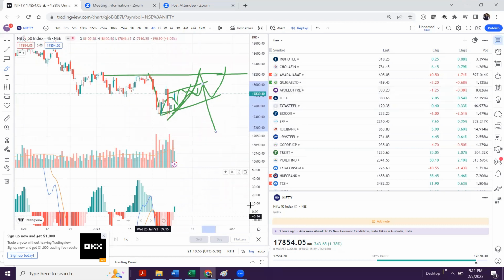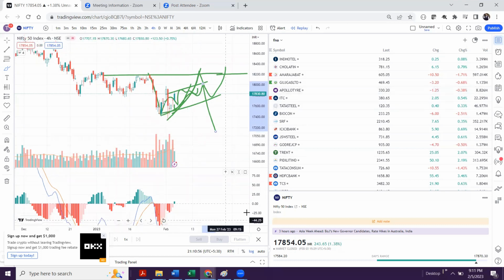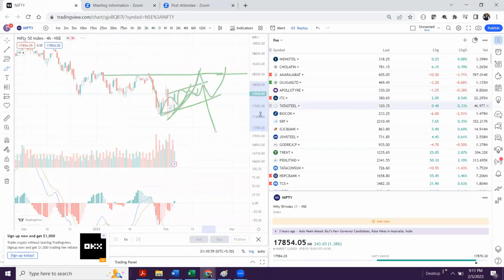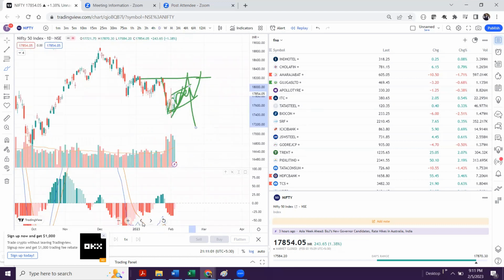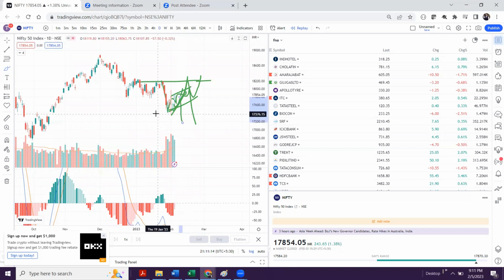Now, expectations: on the daily chart, if you see, there is a divergence that is appearing. If in the next few days we get a crossover and this divergence is complete, then only will bullishness be expected. However, if you see a big red candle again and it keeps on going, then that will be a bearish sign.